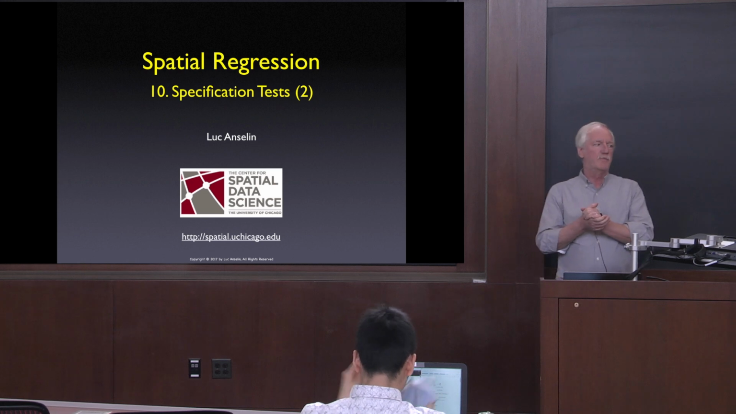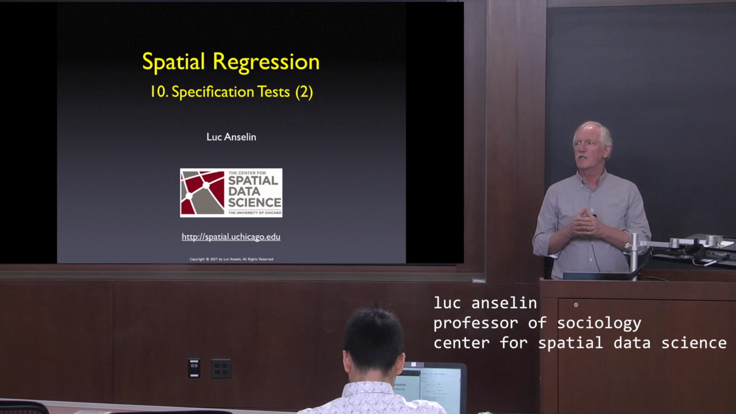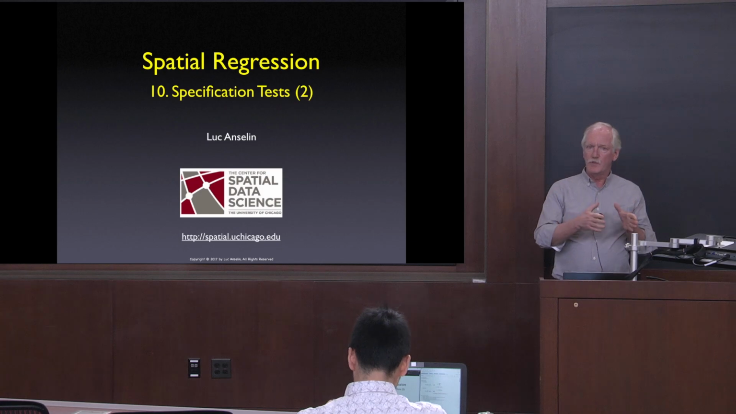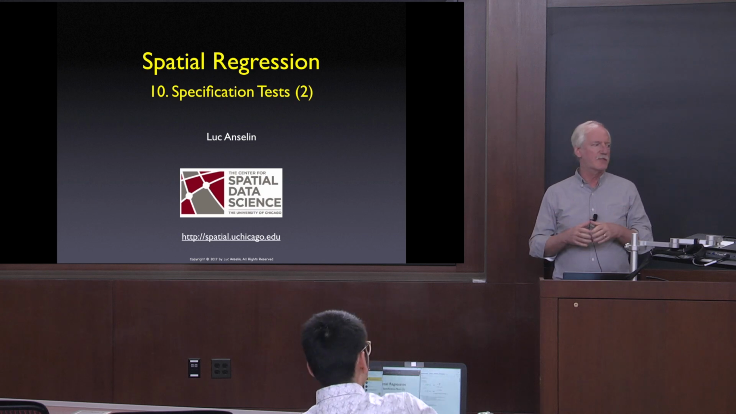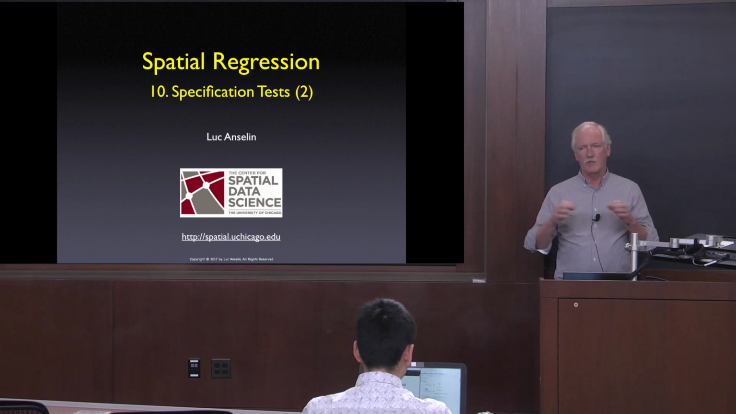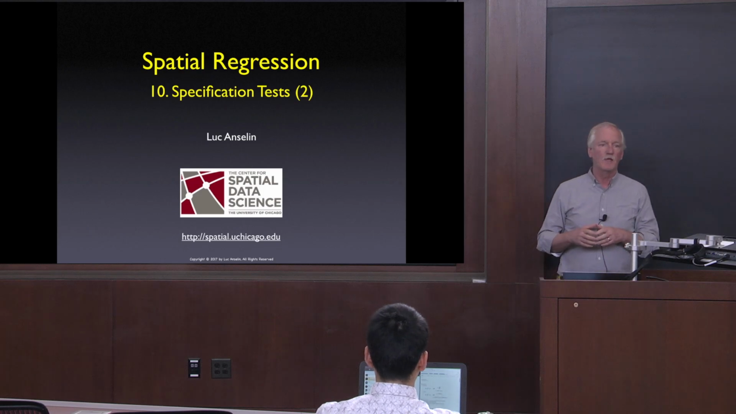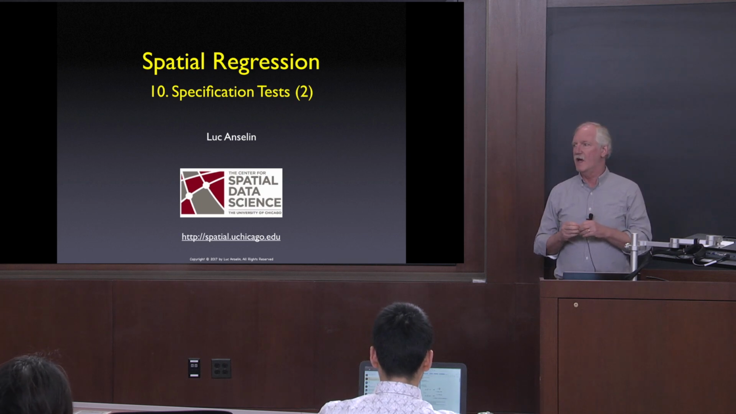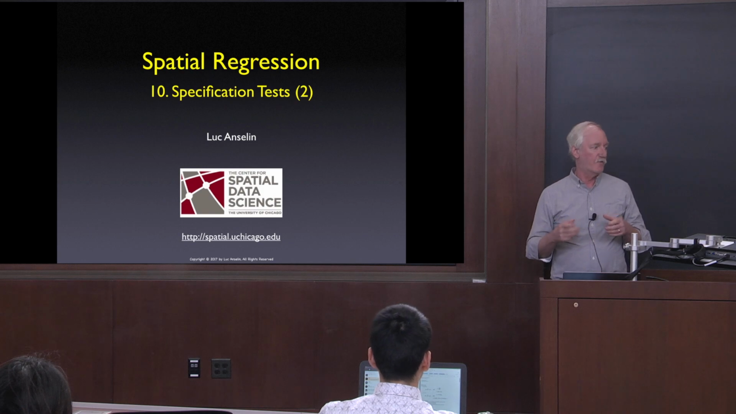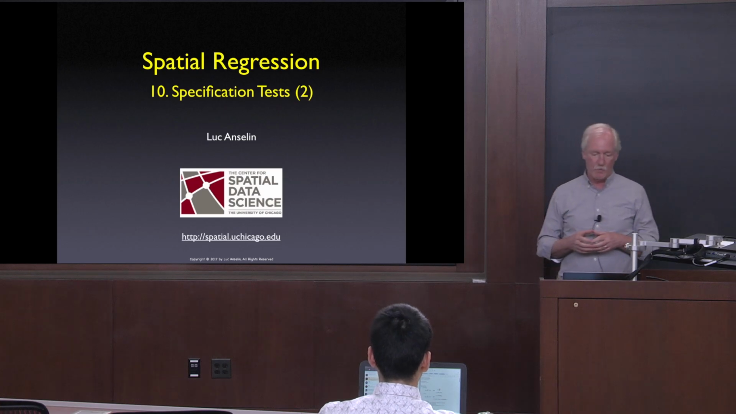Okay, so on Monday we covered specification testing and the main principles behind specification testing. We saw that there were diffuse tests and focus tests. The diffuse tests have the null hypothesis of no spatial autocorrelation, but then the alternative is some kind of spatial autocorrelation, not a specific kind. In contrast, the focus tests have a very specific alternative and are formulated as tests on constraints on the coefficients, the constraint being the coefficient is 0, right? So there is no spatial model at all.